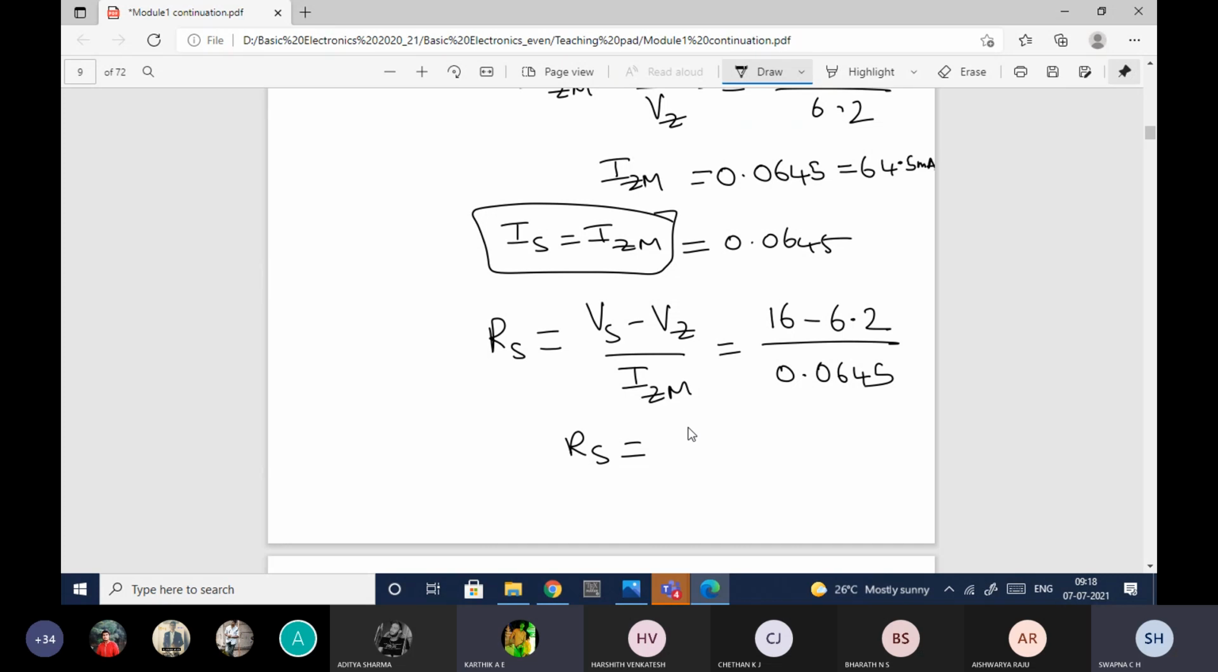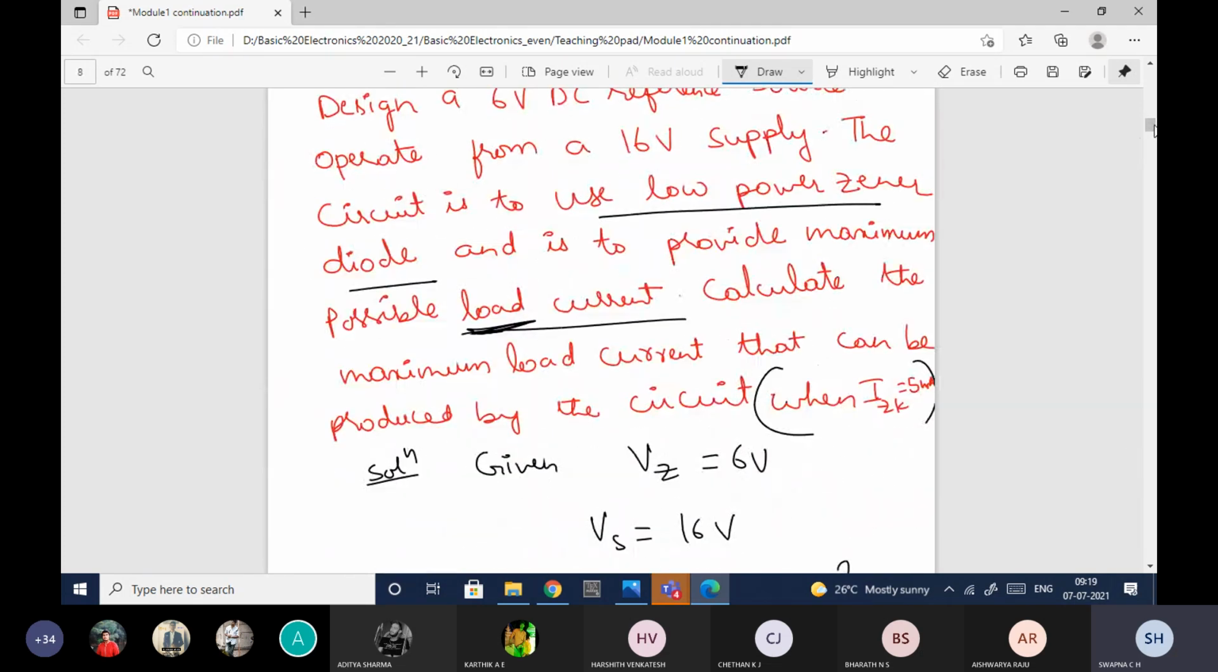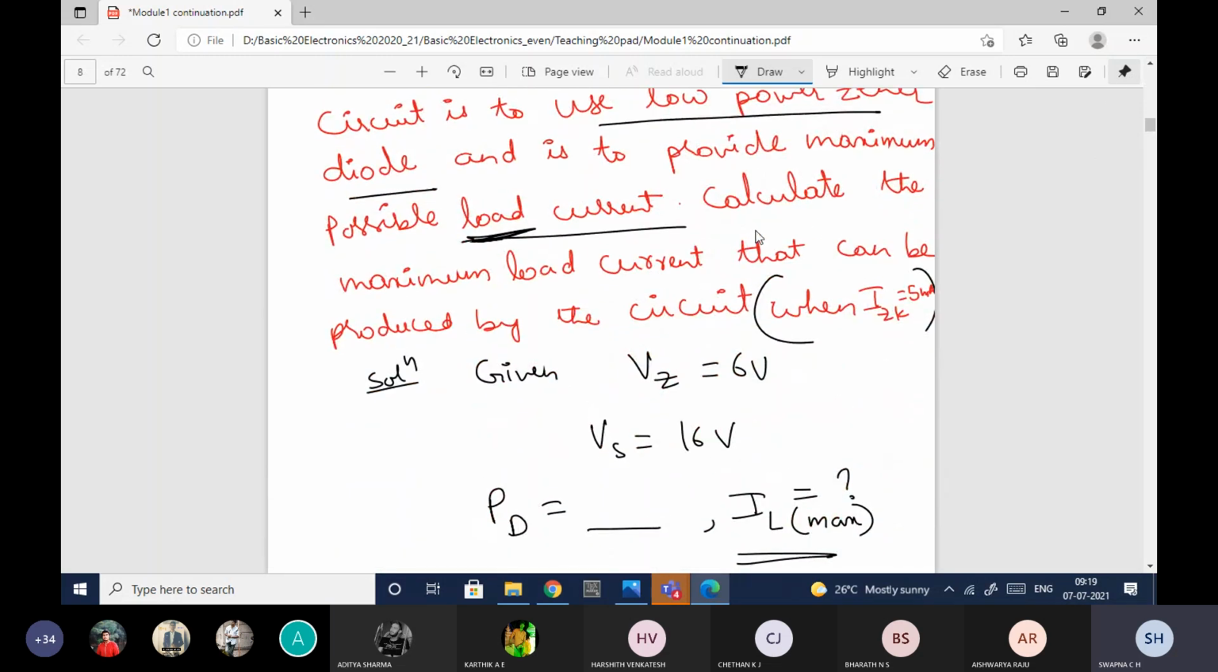151.92. 151.93 ohms. But practically we don't have 151.93 or 152 ohms. We'll approximate it, so it is 150 ohms. This is the RS value. But what he is asking us to find, just check back the question: calculate the maximum load current that can be provided by the circuit when IZK is 5 milliamperes.